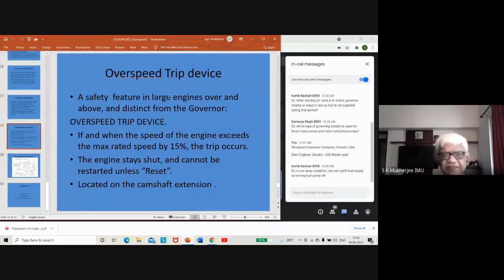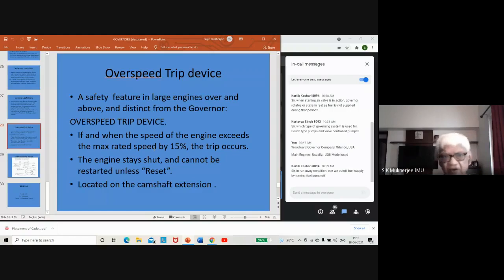A safety feature in large engines, over and above and distinct from the governor, is the overspeed trip device. Now I explained to you, that ship we had, we started the engine and the whole engine went to 600 RPM and then it tripped.